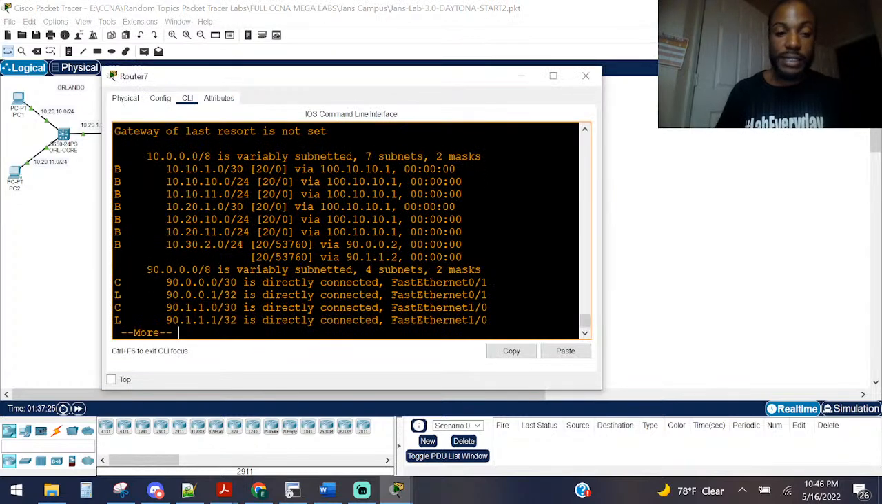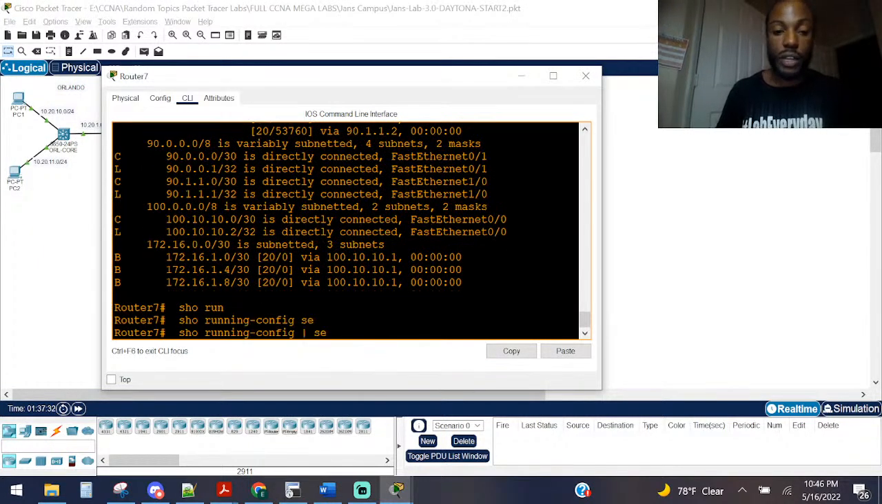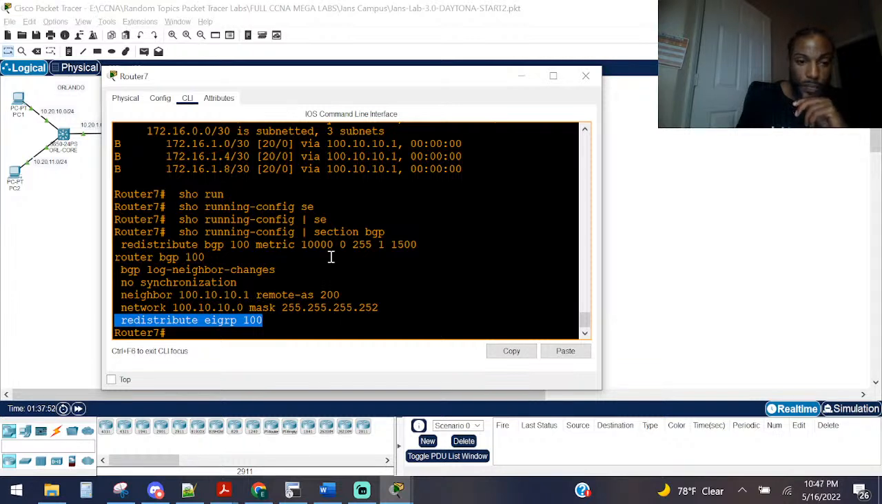Let's take a look at the routing process for BGP. Show run section... Oh, you can't do a section count here, can you? Yes, BGP. And he's redistributing the EIGRP routes. Do we need to redistribute? We're redistributing. Do we need to redistribute connected routes? Nope, I don't think we want to do that. Yeah, it's possible we need to redistribute connected routes. Let's see.